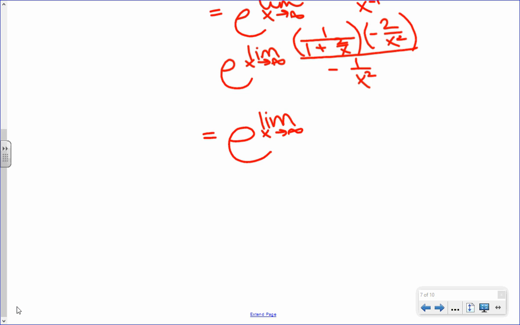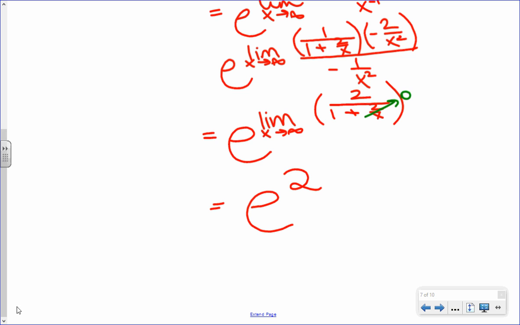Okay, so can we reduce this a little bit? The negatives cancel, right? These x squareds cancel. And we are left with 2 over 1 plus 2 over x. Right? That 2 is still there? Yeah. Okay. Well, what happens as the limit as x approaches infinity of 2 over x? 0. So we have e to the power of 2.